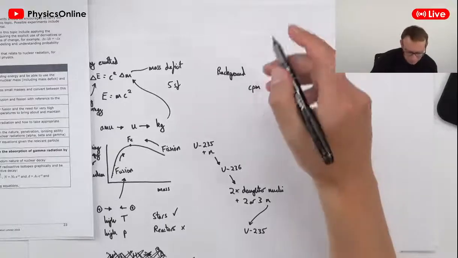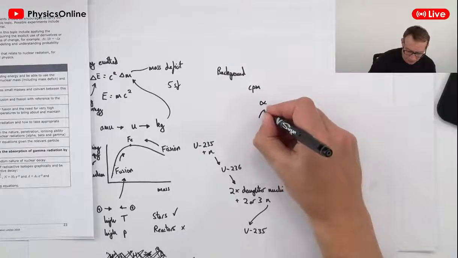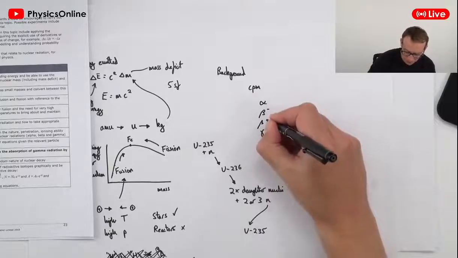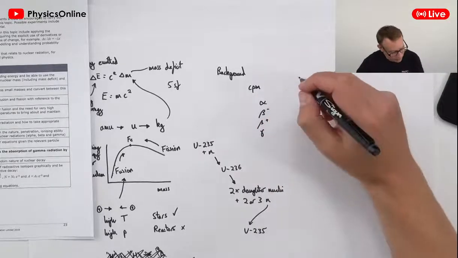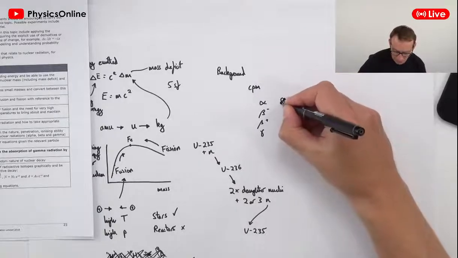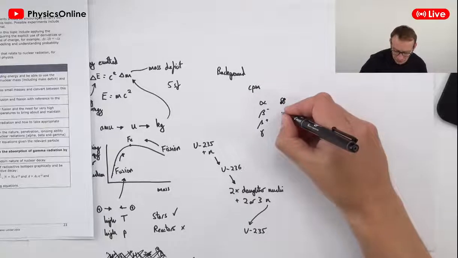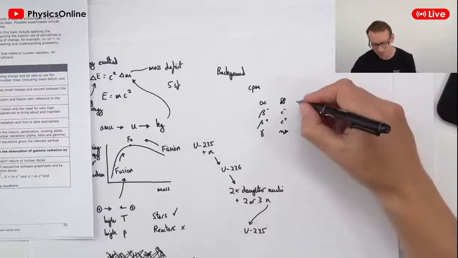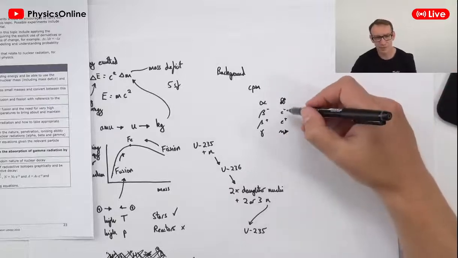You then need to know about alpha, beta and gamma, and I'm going to put beta minus and beta plus. So you need to know what each is made out of. So 2 protons and 2 neutrons for alpha. You've got an electron or a positron for beta, or it's just a photon for gamma. Okay, and therefore alpha is going to be highly ionizing.